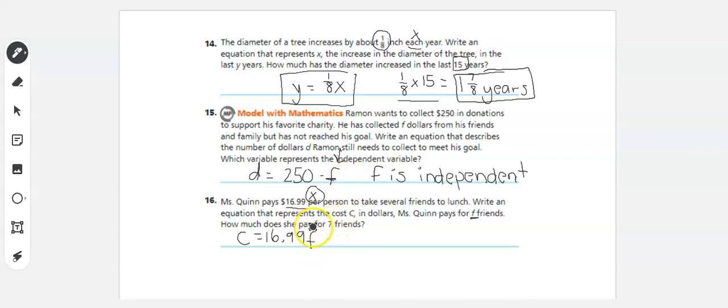So we're going to put that 7 in for F. A letter and number next to each other means multiplication. So $16.99 times 7 equals, so she's paying for these people, $118.93.